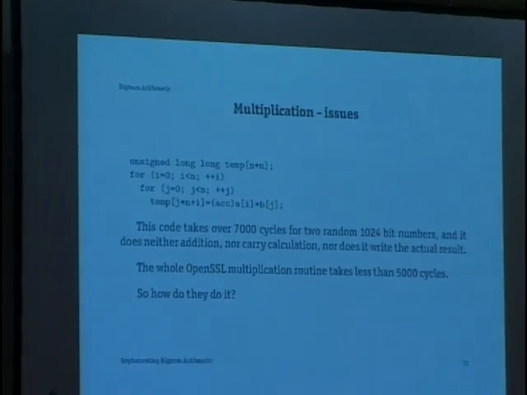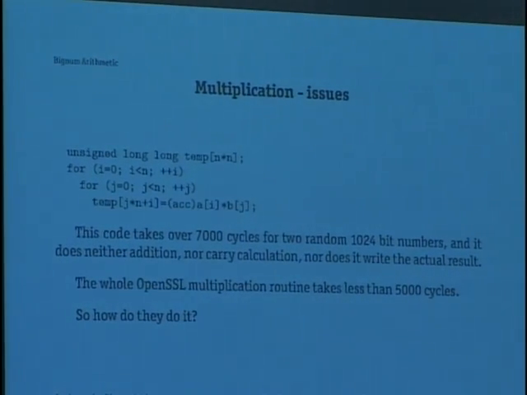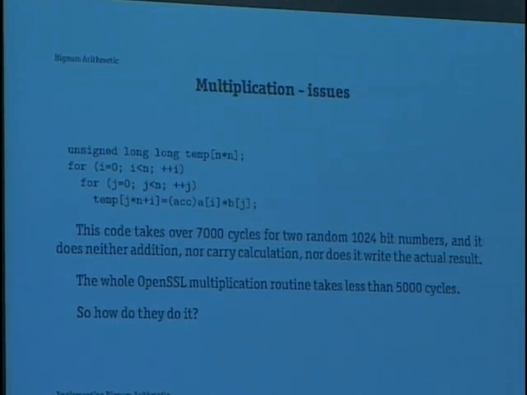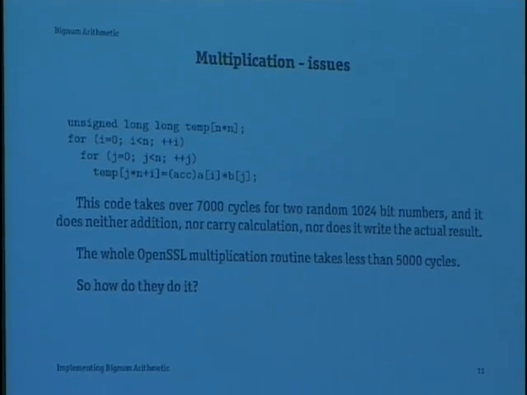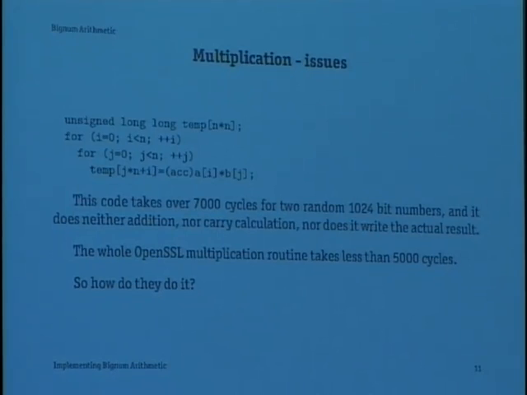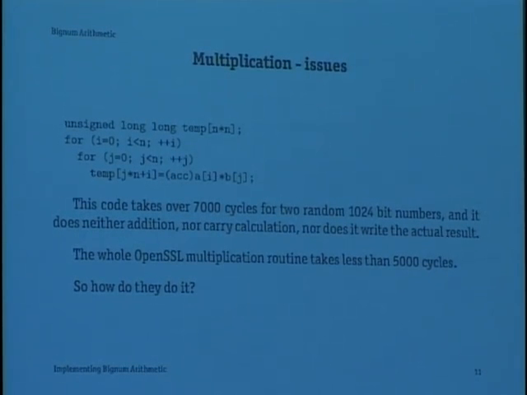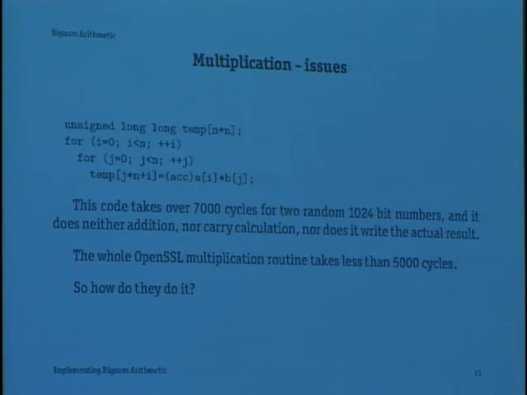So I wrote this down. This is also true for non-vector code, obviously. So if you just do the multiplications and write them to another array, like in this case, it turns out that this is much slower than the routines in OpenSSL, and this is just the multiplication, right? And the slowness comes from the write back to the temp array.